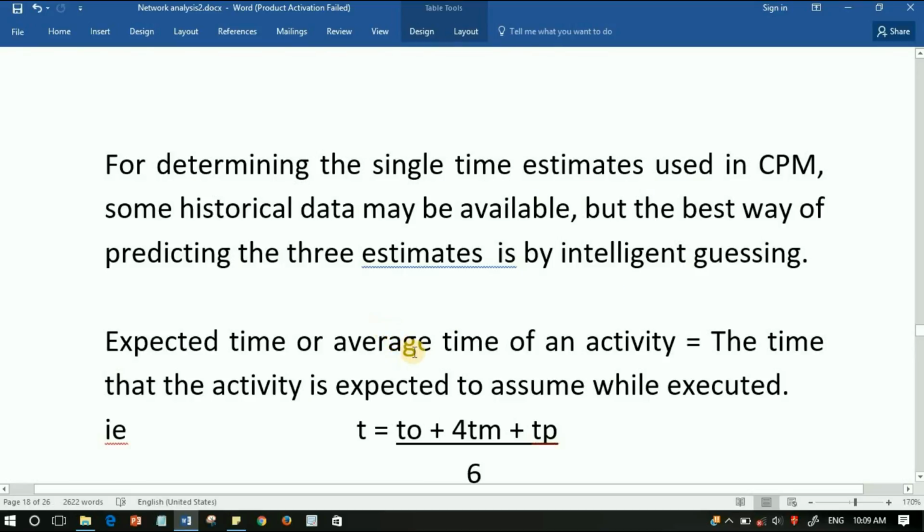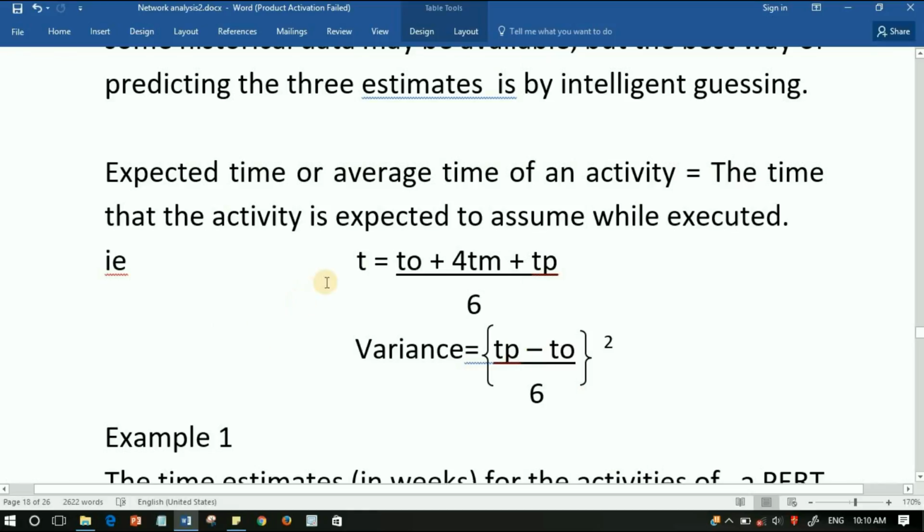The expected time or average time of an activity is the time that the activity is expected to assume while executed. That is, TE is equal to T0 plus 4TM plus TP, all divided by 6. And the variance is equal to (TP minus T0) divided by 6, the whole squared. After drawing the network, you have to fill in the activity duration time by this TE.